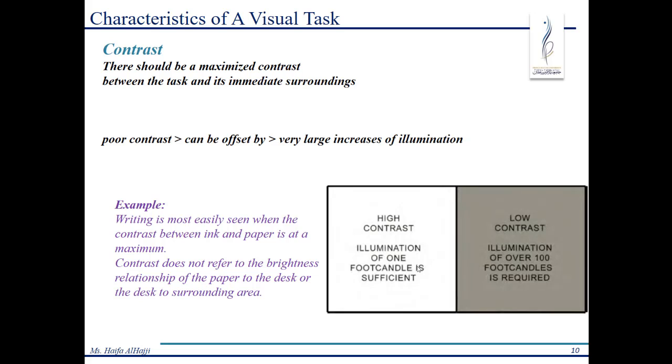What we are seeing in these examples is that illumination of one foot candle is sufficient to read this. And in here, we need a minimum of 100-foot candles to read this. One foot candle is equivalent, as we said before, to 10 lux. So we need 10 lux to read this, and here we need 1,000 lux to read this because it's very low contrast.